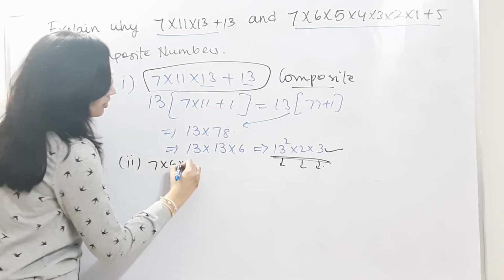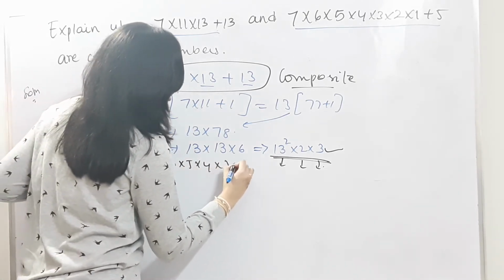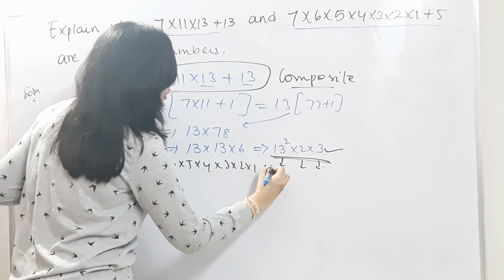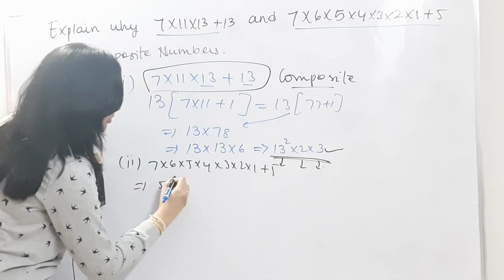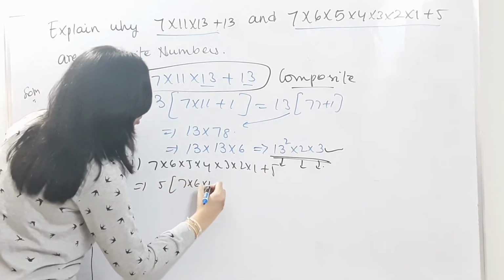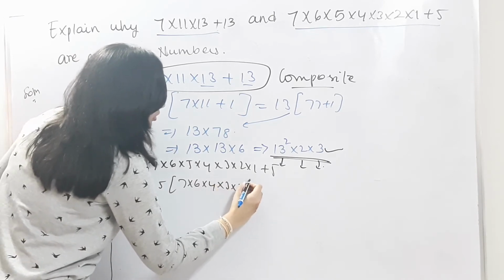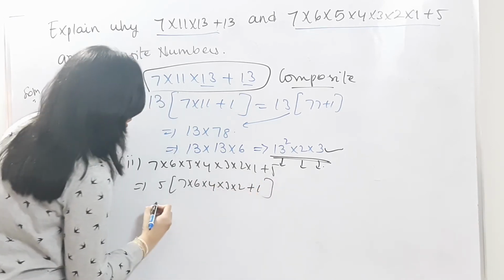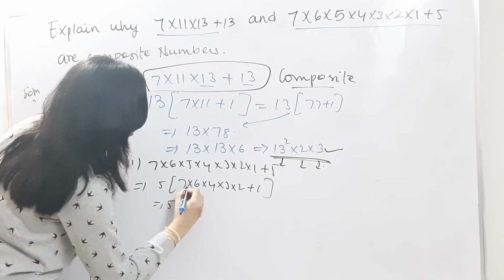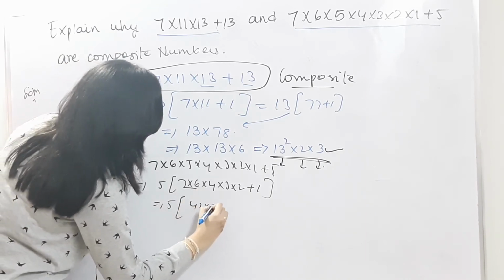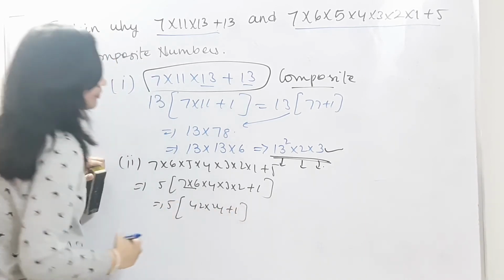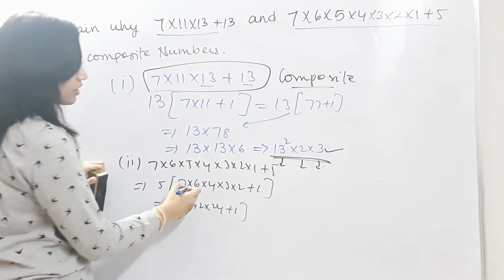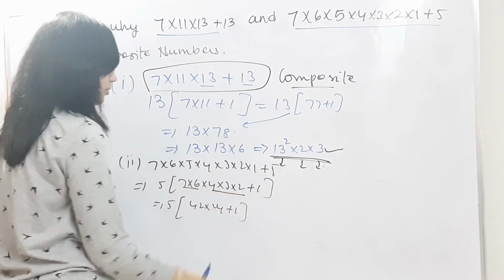7 into 6 into 5 into 4 into 3 into 2 into 1 plus 5. Here also take 5 as common. How much do you get? 7 into 6 into 4 into 3 into 2 into 1 will be left. That's it. So how much do you get? 5 into (42 into 24 plus 1). Okay, because I have multiplied 42 and 24, plus 1.